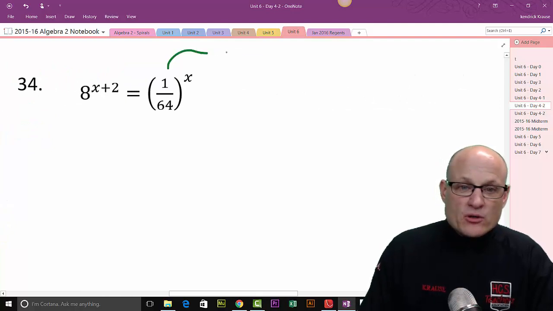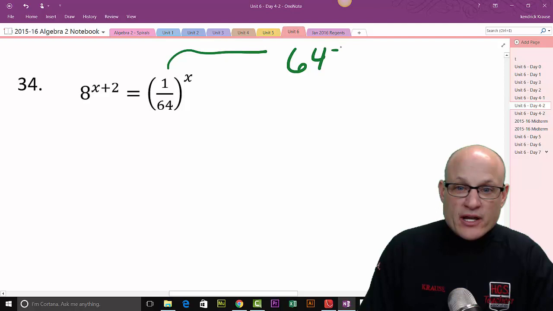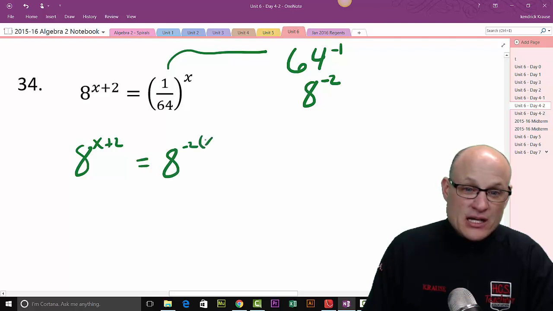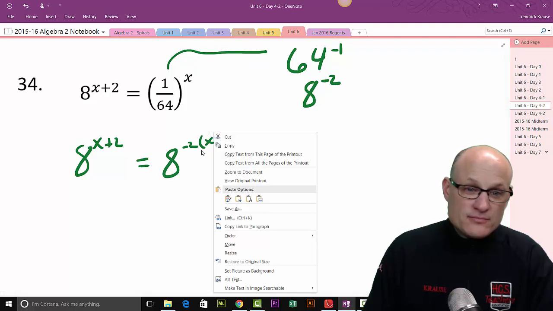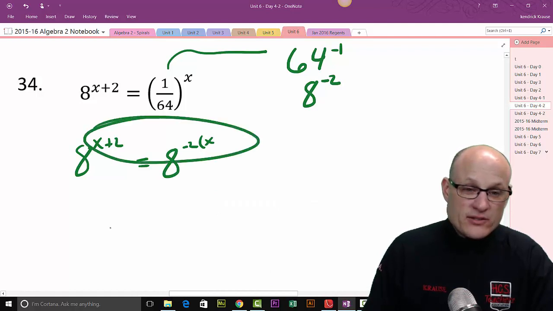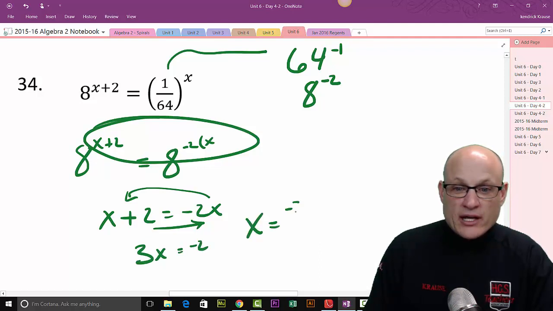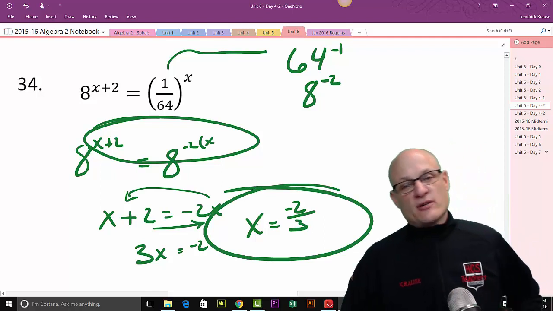So 1 over 64 is really 64 to the negative 1, or I can rewrite it as 8 to the negative 2. So what I have here is 8 to the x plus 2 is equal to 8 to the negative 2 times x. Set these equal to each other. I get x plus 2 is equal to negative 2x. Bring this over here, bring this over there. I get 3x is equal to negative 2, or x is equal to negative 2/3. That was a tough one.